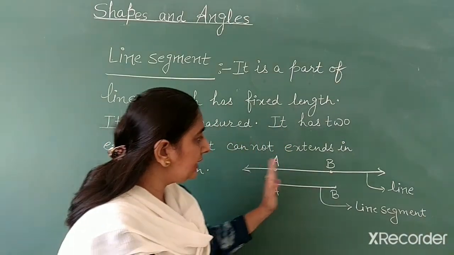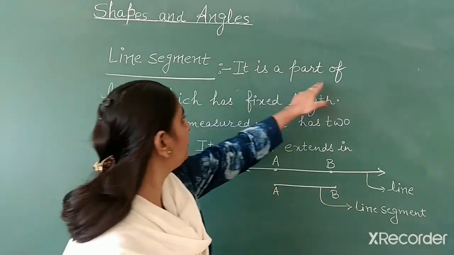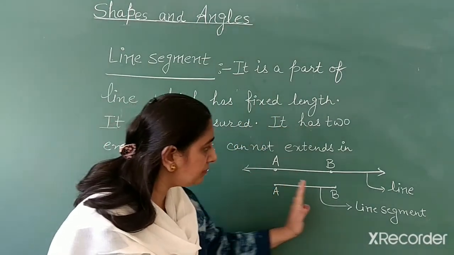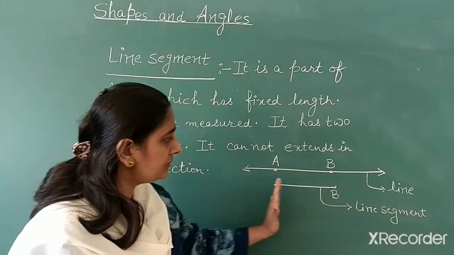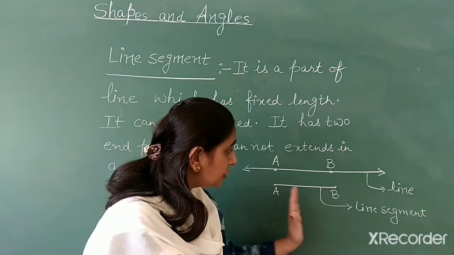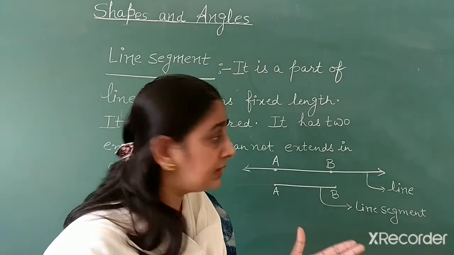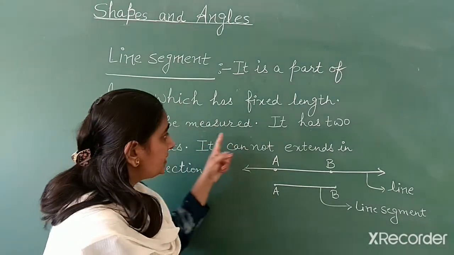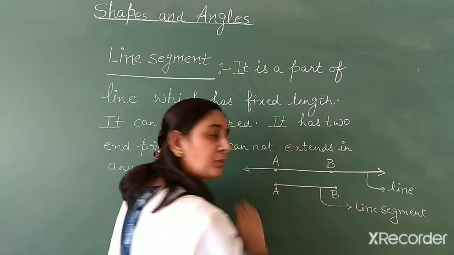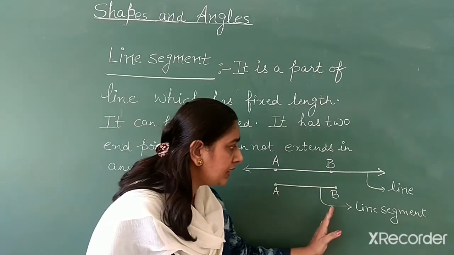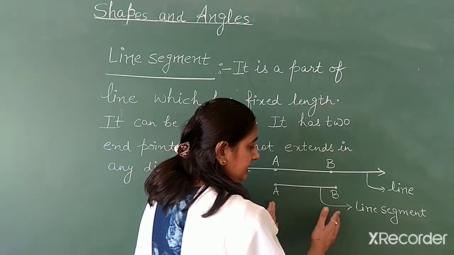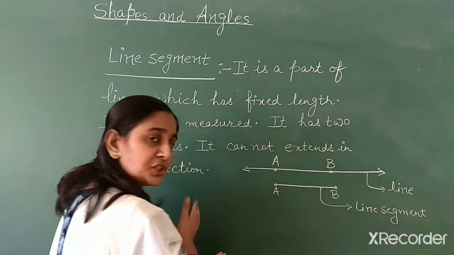Since we have cut it from the line, that's why we have written it is a part of a line which has a fixed length. Now, you will see it is a part of a line, so it can be measured. By using any measuring device, you can measure its length. And in your previous classes, children, you have done questions like how to measure the line segment. It has 2 endpoints. This is the first endpoint and this is the second endpoint. Since it has 2 endpoints, it means it cannot extend in any direction. You cannot extend this line segment in this direction as well as in this direction.